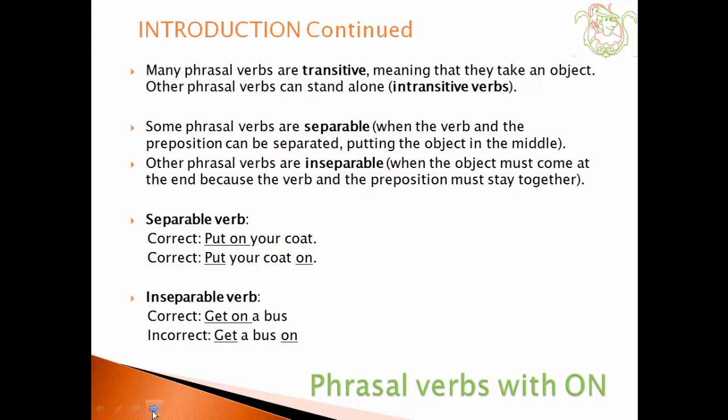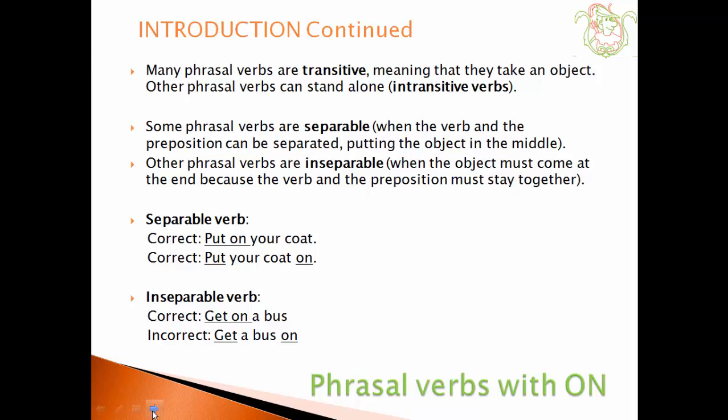Many phrasal verbs are transitive, meaning that they take an object. Other phrasal verbs stand alone, i.e. are intransitive verbs. Some phrasal verbs are separable, which is when the verb and the preposition can be separated, putting the object in the middle. Other phrasal verbs are inseparable, which is when the object must come at the end, because the verb and the preposition must stay together.